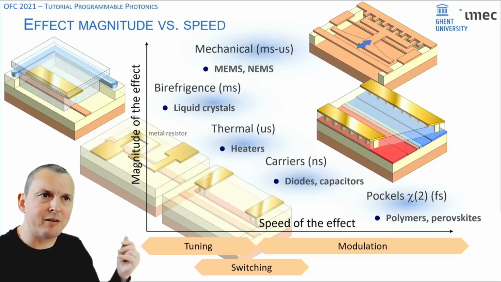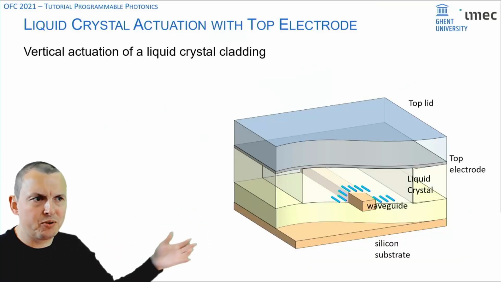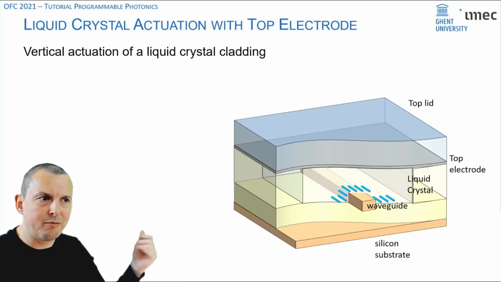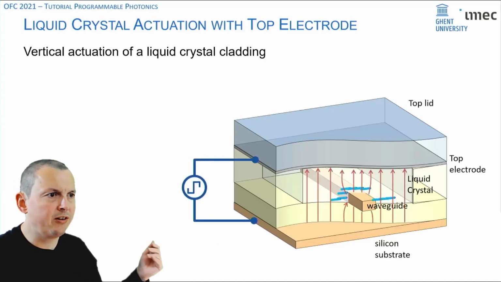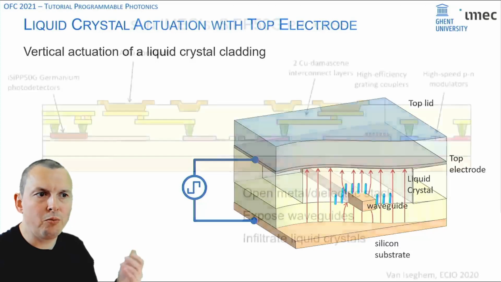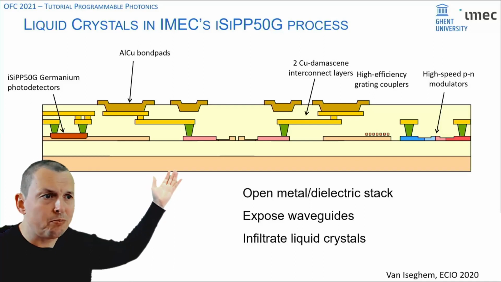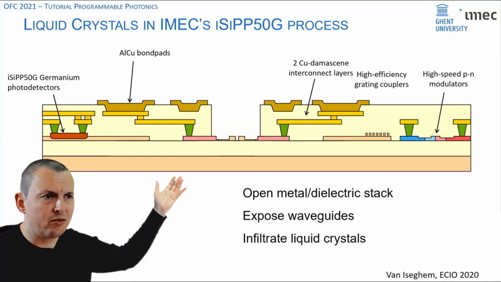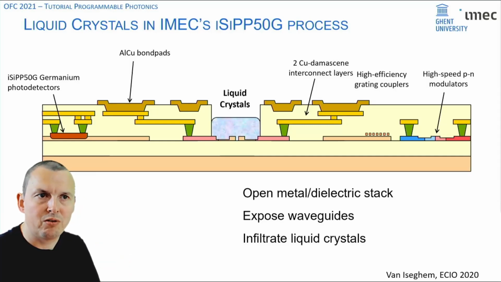Let's look at a couple of examples. For instance, you can use liquid crystals as a tuner by just putting liquid crystal around your waveguide, and then by applying an electric field, the liquid crystal molecules will reorient themselves, and this can be felt by the light in the waveguide, which results in a phase shift. Now, if you want to implement a material like liquid crystal around your waveguide, you need to modify your platform process so to expose your waveguide and then deposit your liquid crystal, which you can do, for instance, using an inkjet printer.